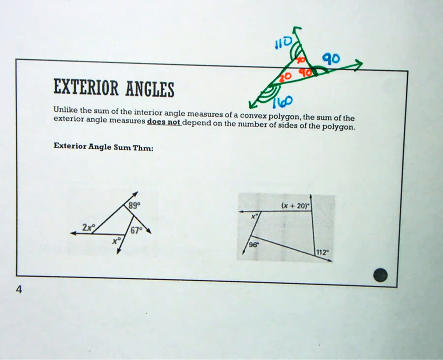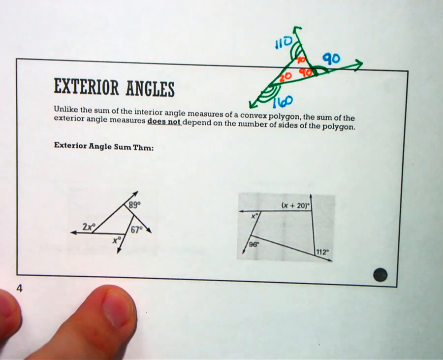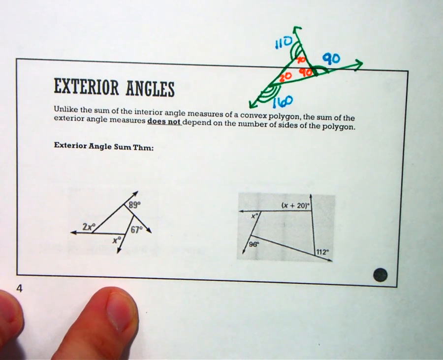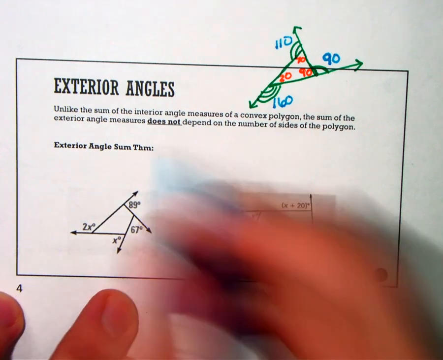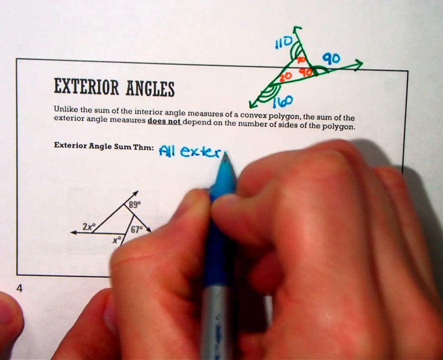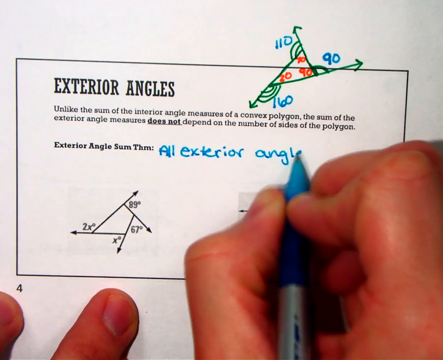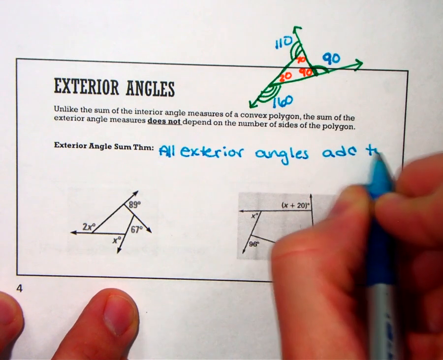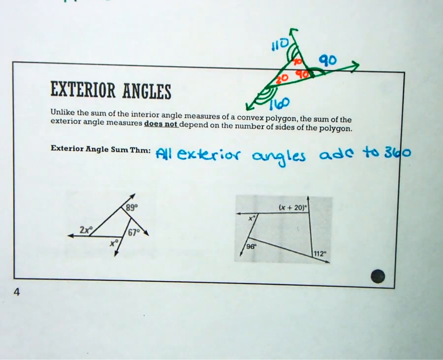Grab that calculator. 360. 360. So these actually add up to 360. Crazy enough, every shape's exterior angles add up to 360. And I'm going to show you why. I've got a little geometry sketchpad thing that I can show you. But all exterior angles add to 360, no matter what shape it is. If it's a 22-gon, the exterior angles add up to 360.